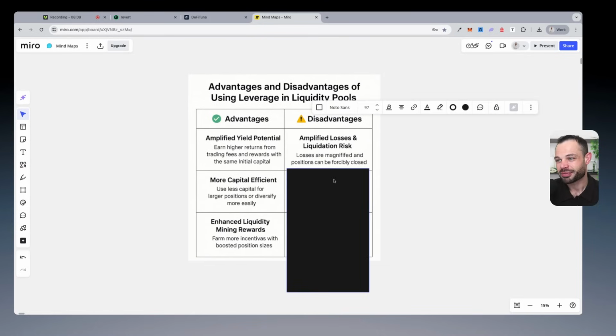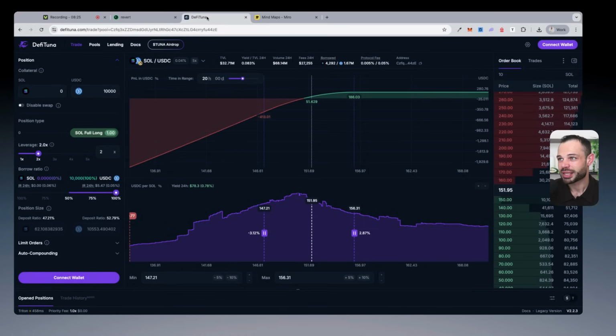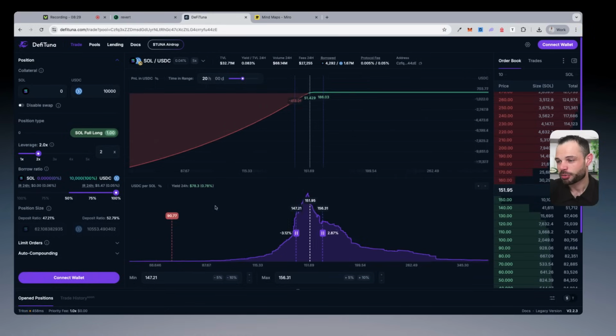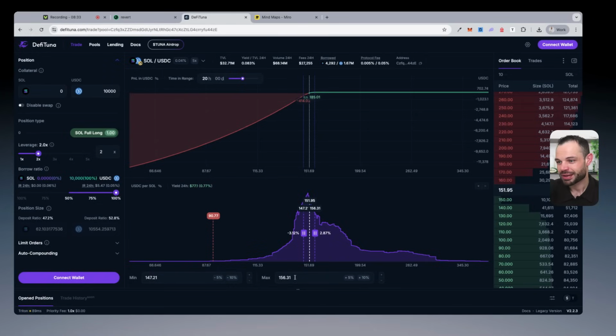Okay, in terms of disadvantages: amplified losses and liquidation risk. So yes, amplified yield is an amazing advantage of being able to use leverage across these protocols, but that also means you have amplified loss potential on the downside. If the price action begins to move against you and the price of Solana goes out of your range and begins to approach your liquidation threshold, you can see here that with this range, 147 to 156, using 2x leverage, the liquidation price when borrowing 100% Solana is down at $90.